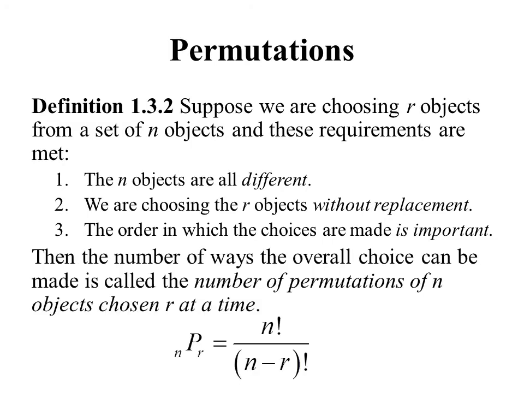So if those 3 conditions are met, then the number of ways the overall choice can be made is called the number of permutations of n objects chosen r at a time. And it's denoted nPr, and we can calculate it using this formula, n factorial divided by n minus r factorial.